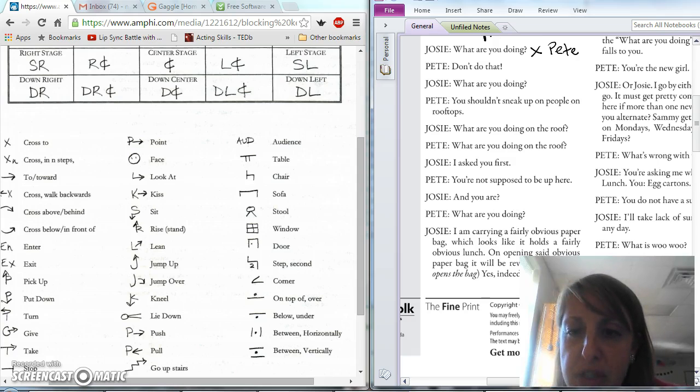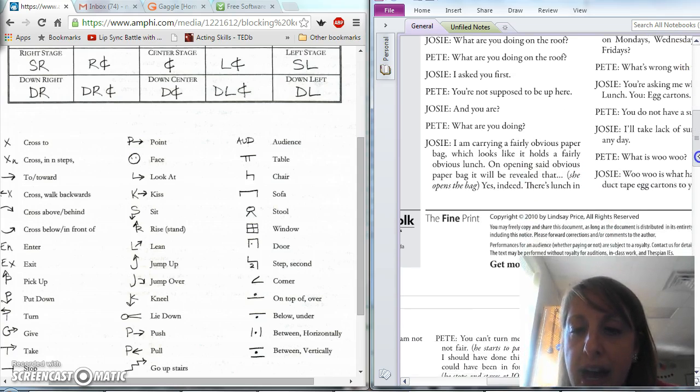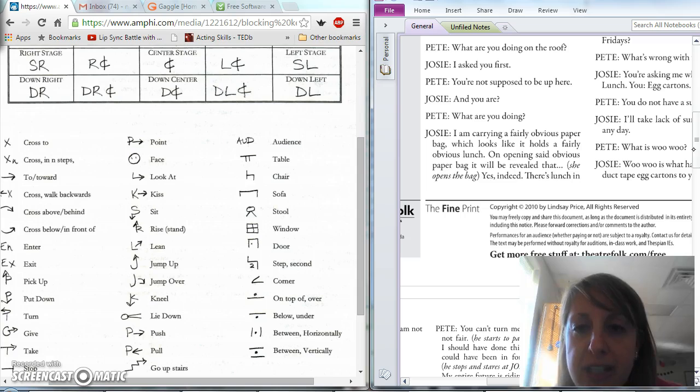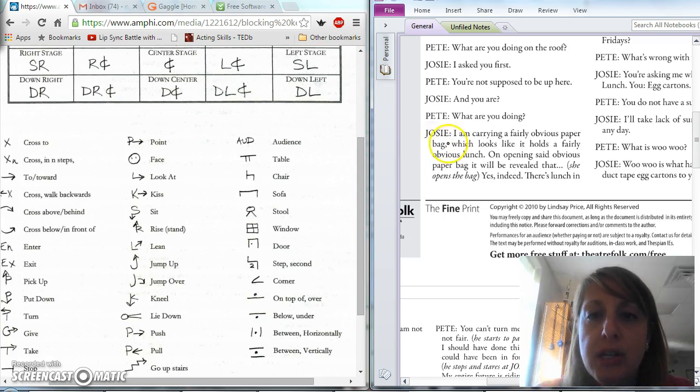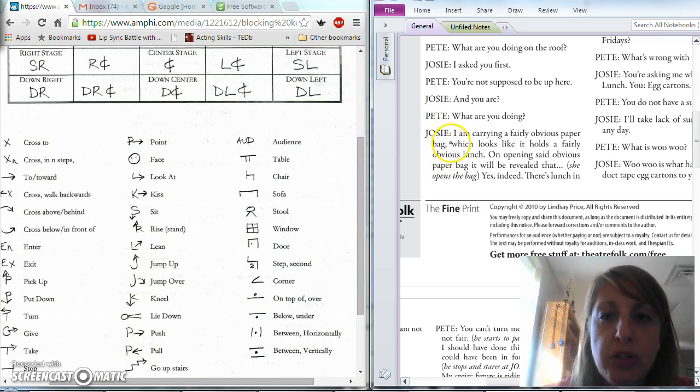So what I'm going to do is actually right here, I feel like from my perspective, this would be a good place for Josie to sit, open her bag, and start eating her lunch. So what I'm going to put right here is Josie.